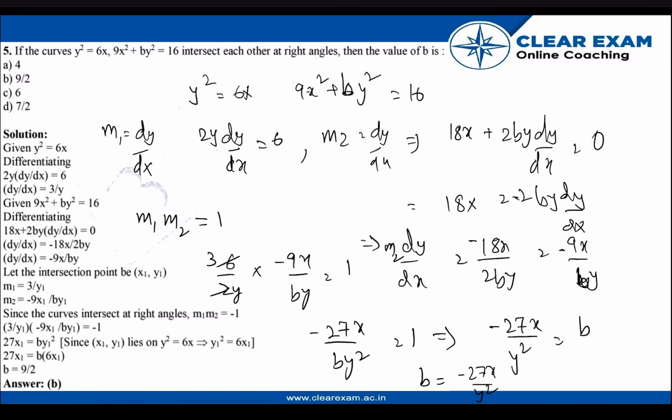We already know that y square equals 6x. So let's replace y square by 6x. We have minus 27x upon 6x. x gets cancelled with x. 3 9s are 27 and 3 2s are 6. So the answer we have is b equals minus 9 by 2. That is option B.